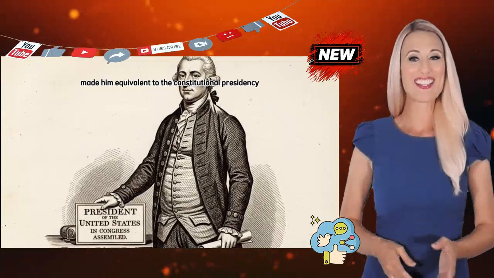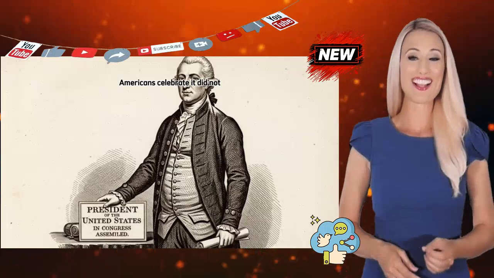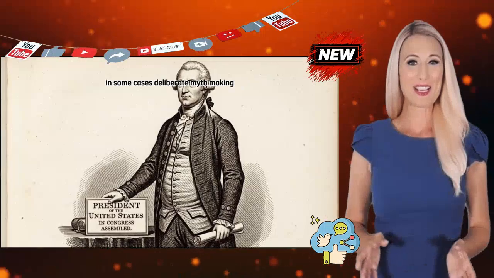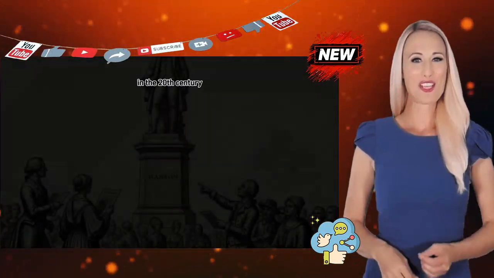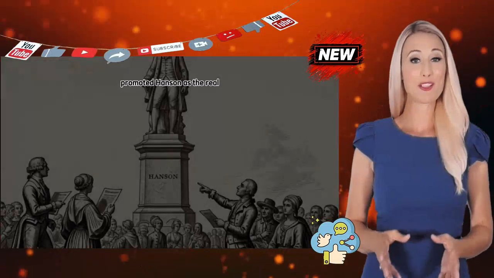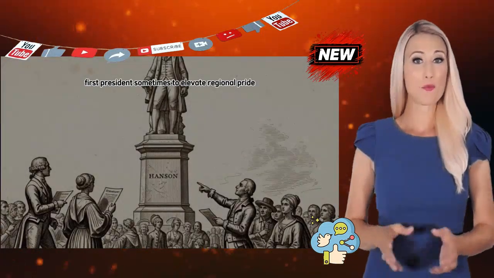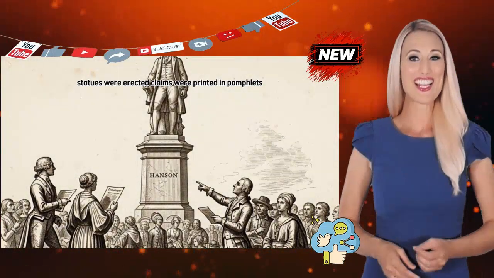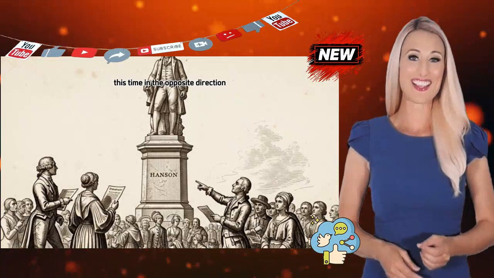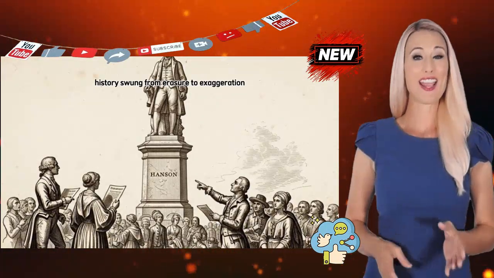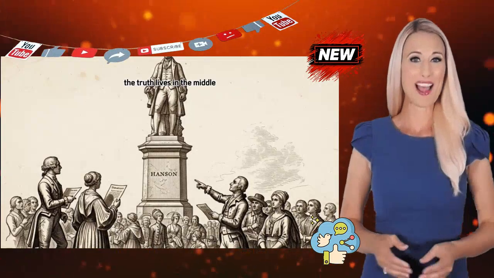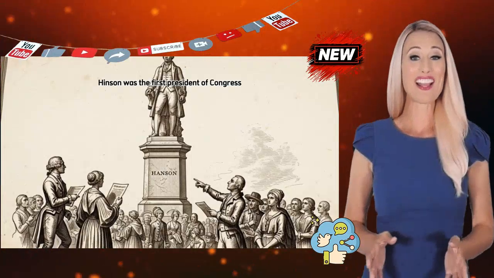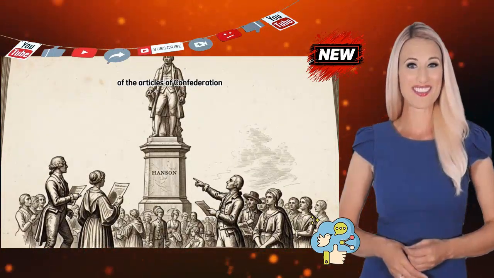It did not. But the refusal to explain that difference clearly has fueled decades of confusion, and in some cases, deliberate myth-making. In the 20th century, certain advocacy groups and state historians promoted Hanson as the real first president, sometimes to elevate regional pride or challenge federal narratives. Statues were erected. Claims were printed in pamphlets. The nuance disappeared again, this time in the opposite direction. History swung from erasure to exaggeration. The truth lives in the middle. Washington was the first president under the United States Constitution. Hanson was the first president of Congress after full ratification of the Articles of Confederation. Both statements are accurate, but only one made it into national memory.